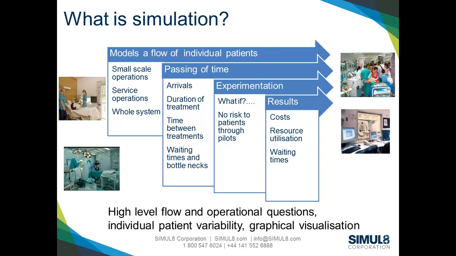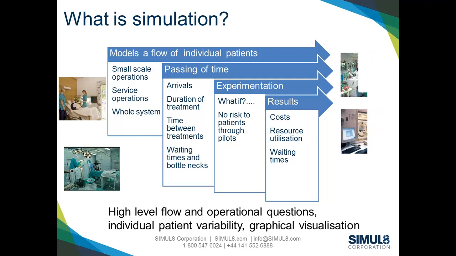So we're modelling the passing of time, and our experiments are being conducted at quite a high level. What if we bring in a change in 1 year? What does that mean in that year? What does that mean in the next year, as our population changes? And then what are the annualised costs and resources and waiting time? So quite a high level discussion about those sorts of questions today.